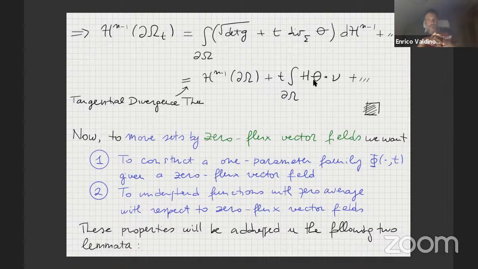So this will be somehow the first technical ingredient I have to handle. And the second technical ingredient is that I have to understand functions which have zero average with respect to these zero flux vector fields. So one is to get a zero flux vector field and milk out a family of diffeomorphisms. And the second thing is to understand what it means to be orthogonal to the zero flux vector fields.